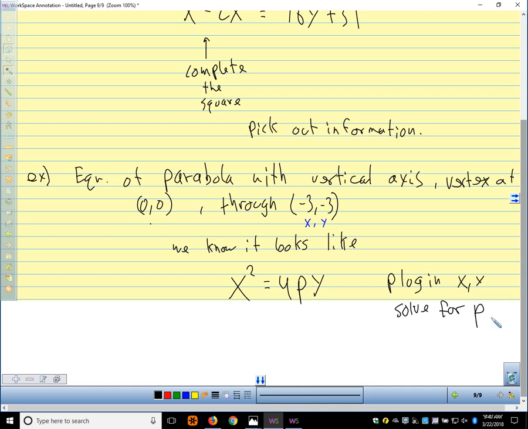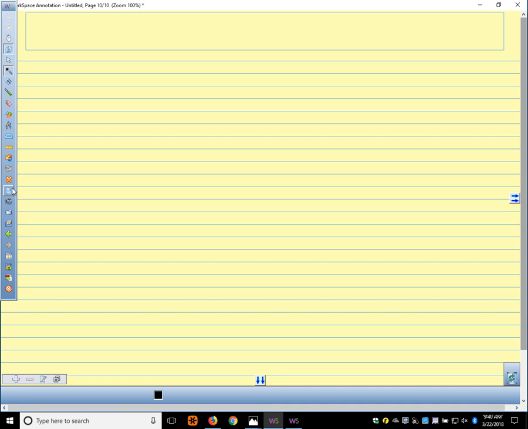Okay, last example, and then I want to talk about the reflective properties, what the focus of the parabola tells us. We want the equation.